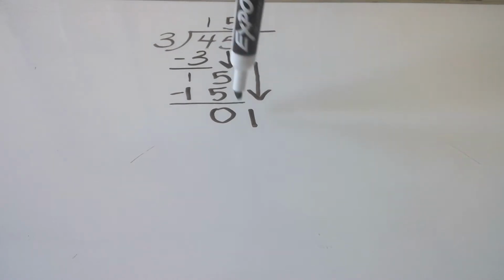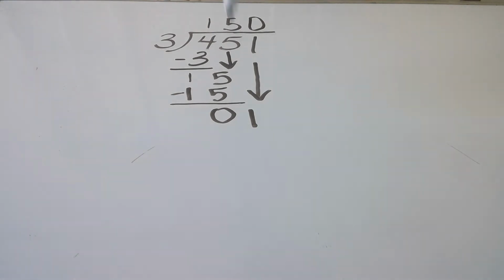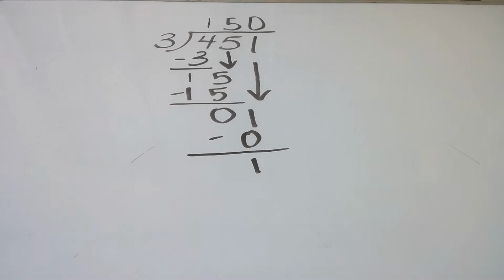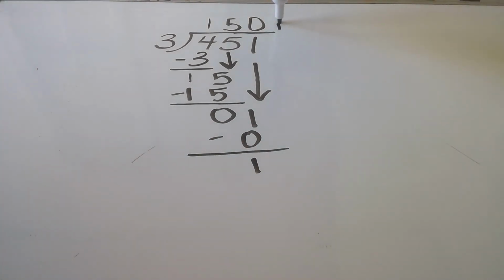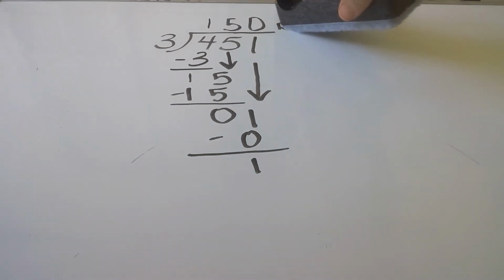3 goes into 1 how many times? Well, it doesn't. It goes in 0 times. 0 times 3 is 0. And when you subtract, you get 1. Now, we could put remainder 1, but that's really for 4th grade, and now that we're in 5th grade, we do something different. We don't use remainders anymore.